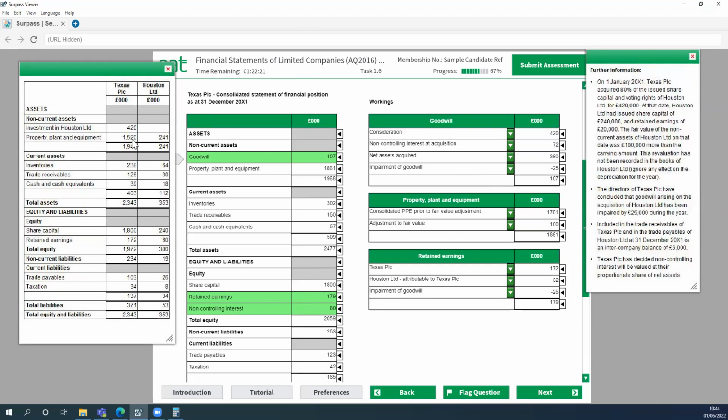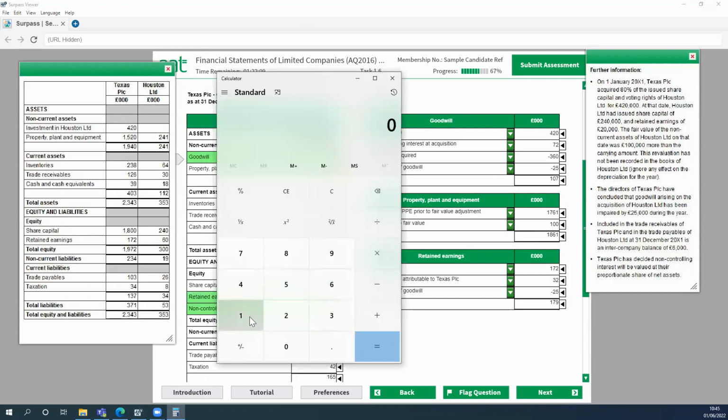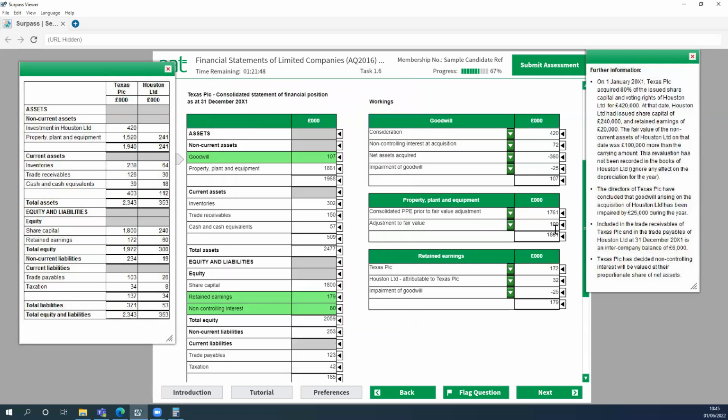So property, plant and equipment was 1520 plus 241, which is where 1761 comes in. So let me show you. 1520 plus 241 equals, and then we've got the 100 extra. So the land has been revalued, hasn't it? We don't say the land in the question, so the fair value of the non-current asset has been increased by 100,000. So there's 1861. Okay, so 1861 is your property, plant and equipment. Therefore your non-current assets are 1968.